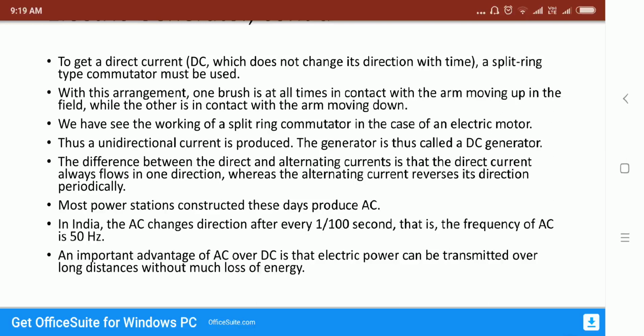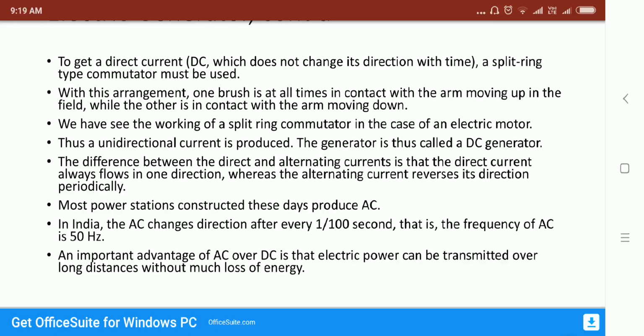So here the difference between direct and alternating current is that direct current, DC current, always flows in one direction, while the alternating current flows in both directions repeatedly, periodically.